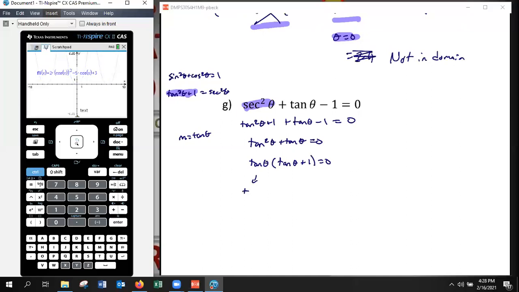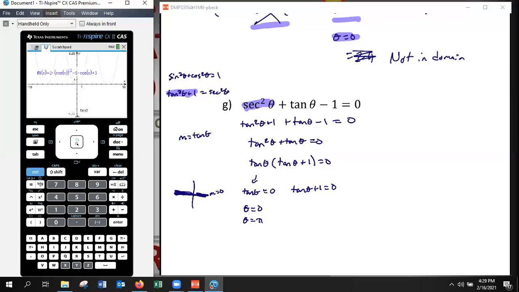So we have, where does tangent of theta equal 0? Or where does tangent of theta plus 1 equal 0? So where are my slopes 0 on the unit circle? That would be over here. So slope equals 0 here. That's theta equals 0. Slope also equals 0 over here. That'd be theta equals pi.